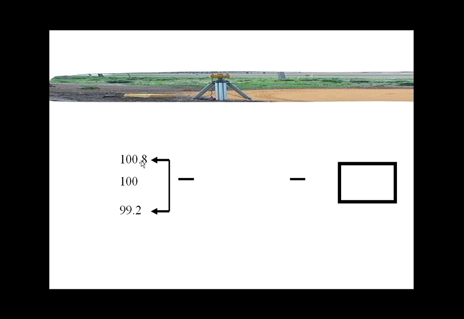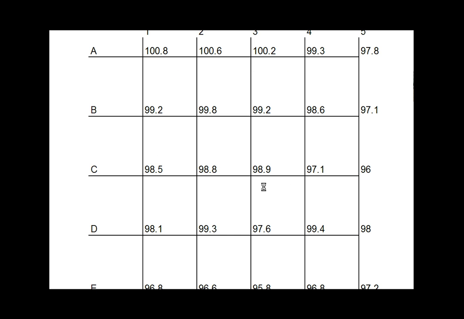So how far away is 100.8 from 100? 0.8, right? So we're going to put 0.8 up there. How far is 100 from 99.2? 0.8 again, right? So 8 plus 8 is 16. 8 over 16 reduced is 1/2. Right. So this line, we put a half, it's going to be exactly a half.